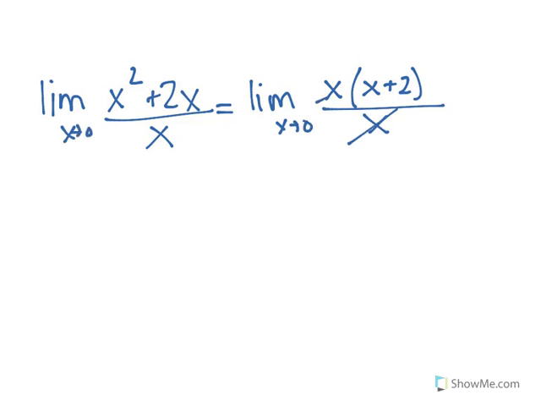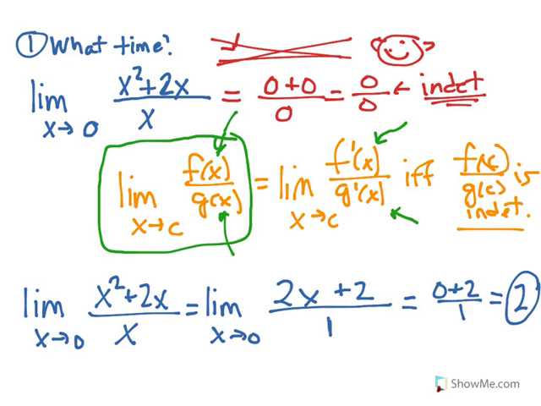And I could cancel these two things out, much like I did with the synthetic substitution before, and now fill in the 0, and I get 2. And hey, I got the exact same answer. That's awesome.